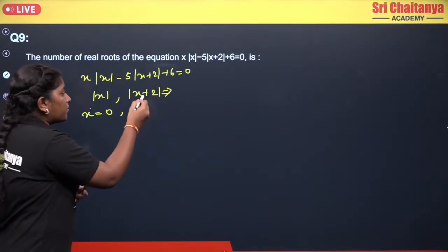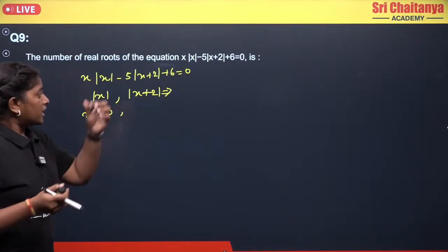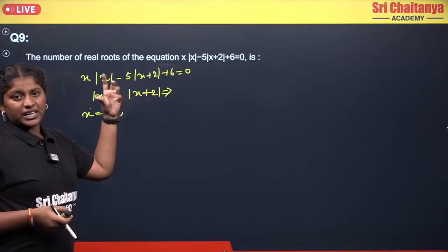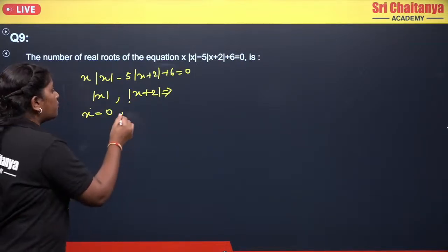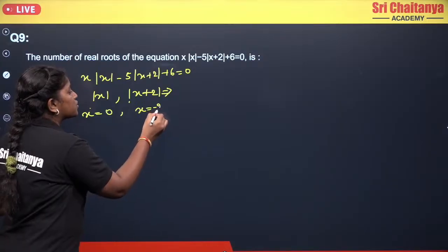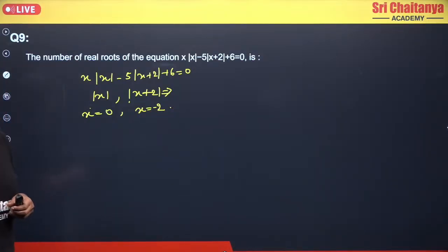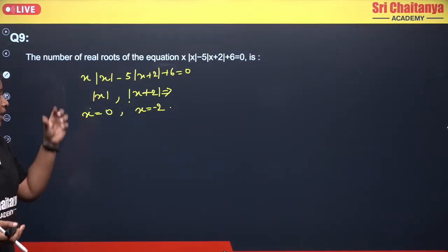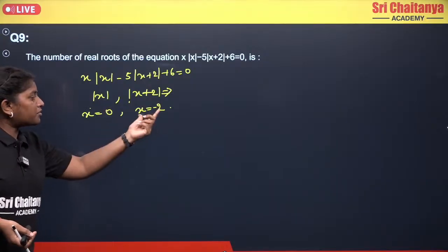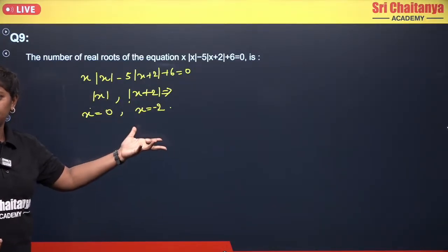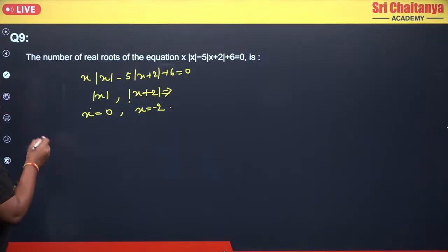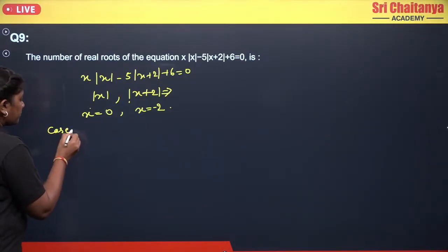Coming to here, if you take the factor x plus 2, x plus 2 will become 0 when we are having our x value equals to minus 2. Clear about this, everyone? So now here we got the limits of our modulus, x equals to 0 and x equals to minus 2. Okay. Now first case, what will be the first case?